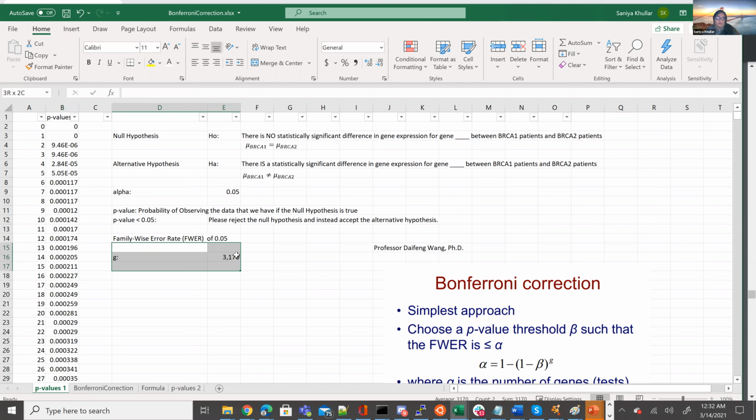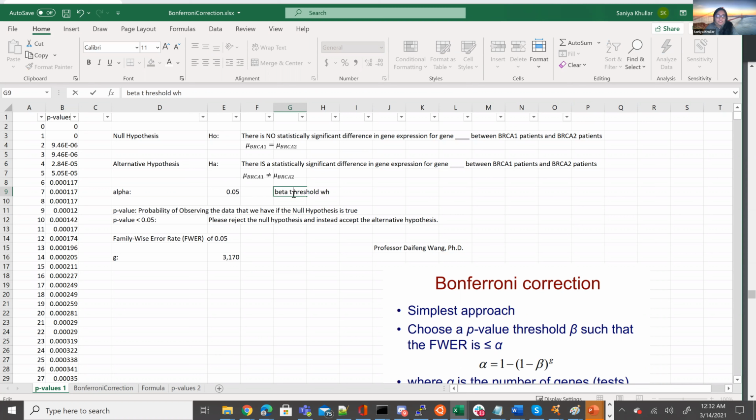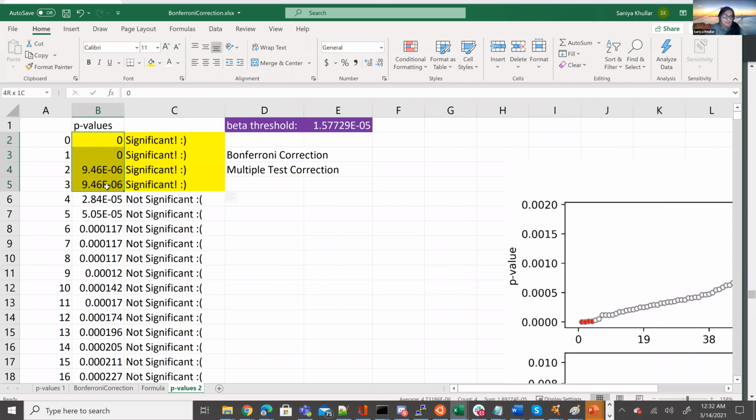So the G is 3,170. This is our alpha over here, and we want to reject the null hypothesis if there is a statistically significant difference in gene expression. Otherwise, we want to retain the null hypothesis. Typically, this alpha is the same thing as our beta threshold where G equals 1, where the number of tests that we're performing is just one. So after the Bonferroni correction, we can keep track of which genes those are, but we just have 4 that are statistically significant.